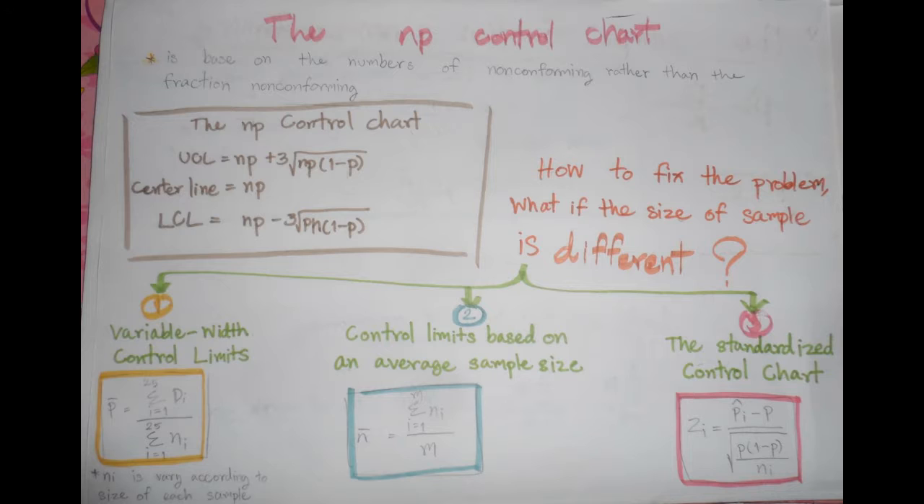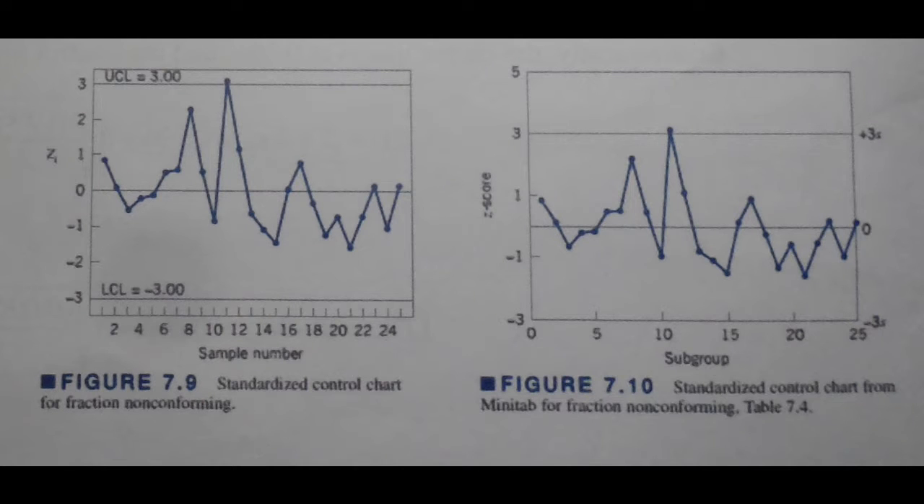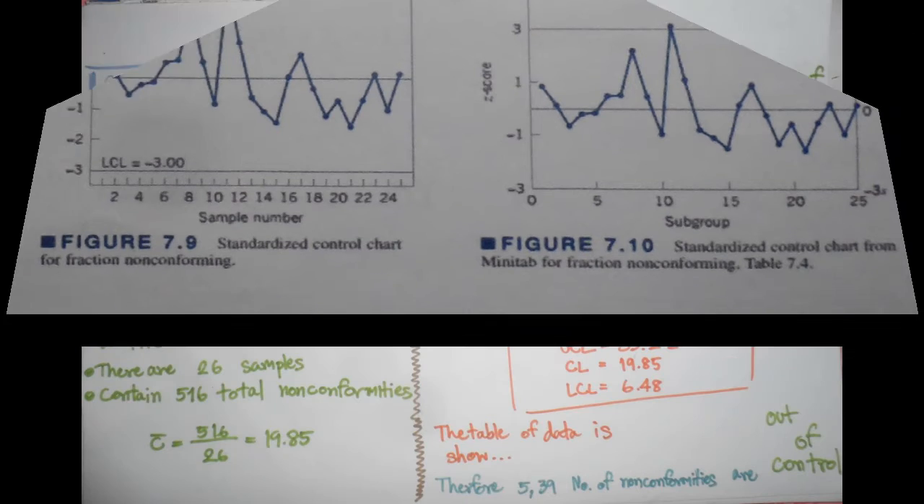And the last way to fix the problem is to use the standardized control chart, by calculating the z value, which is equal to p hat minus p, all divided by the square root of p times 1 minus p divided by ni. Then construct this graph by using the z value from each calculation of ni value.